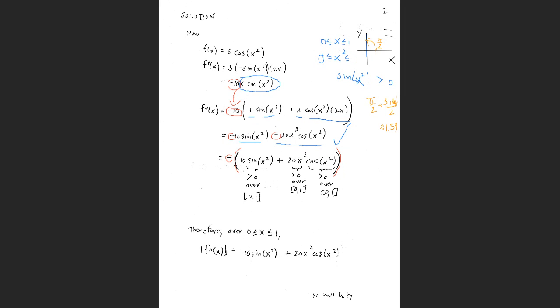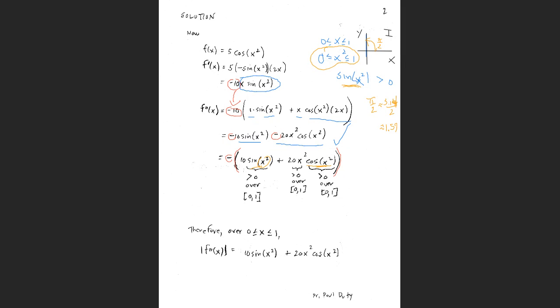So the point is that since x squared is between 0 and 1, depending on what x is, the x squared angle is going to be in the first quadrant. And so the sine of x squared would be positive, because the sine of an angle in the first quadrant is positive. Also, the cosine of an angle in the first quadrant is also positive.